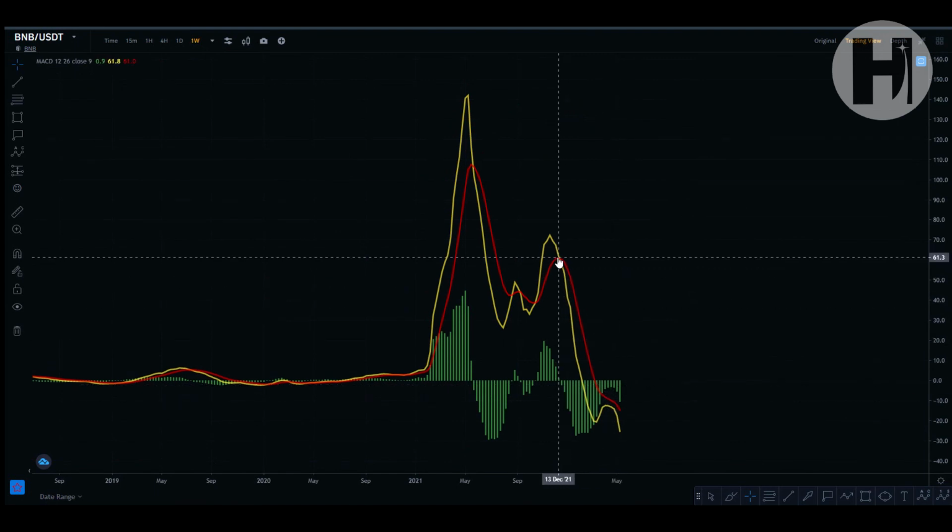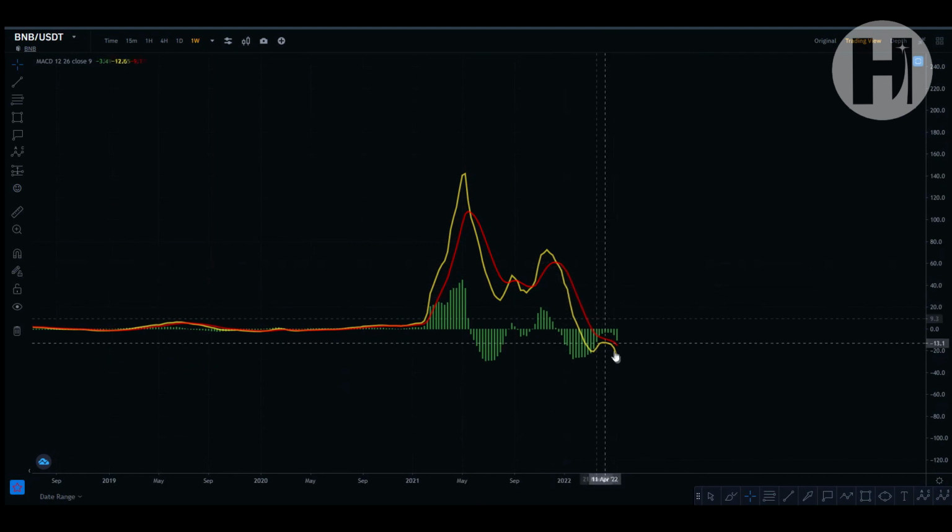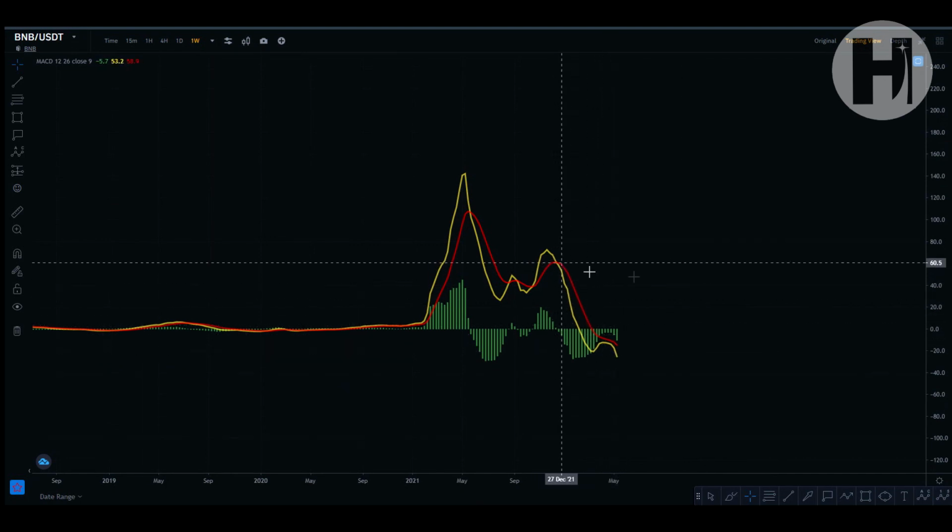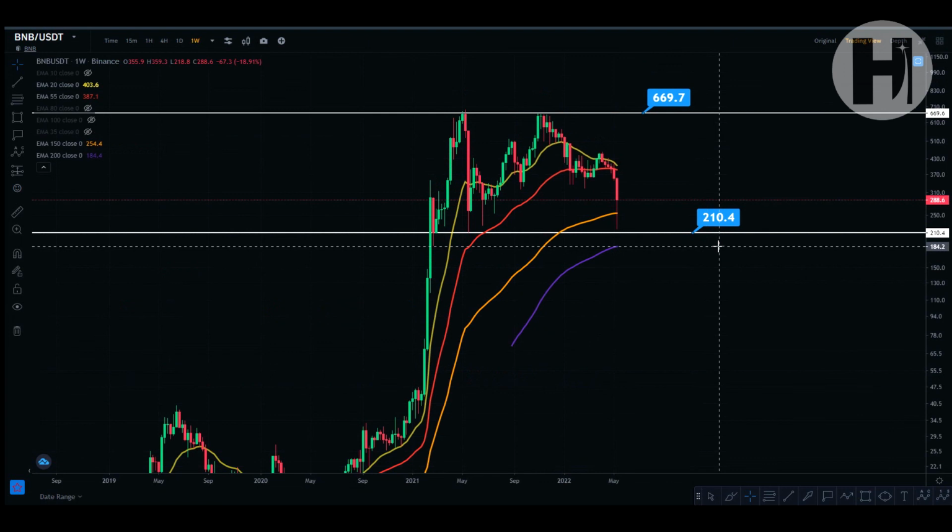Obviously, there was a bearish cross on the weekly MACD on December 13th. So since then, you could have been waiting for this pullback just because you got your confirmation of the downtrend. But that is pretty much it, guys.